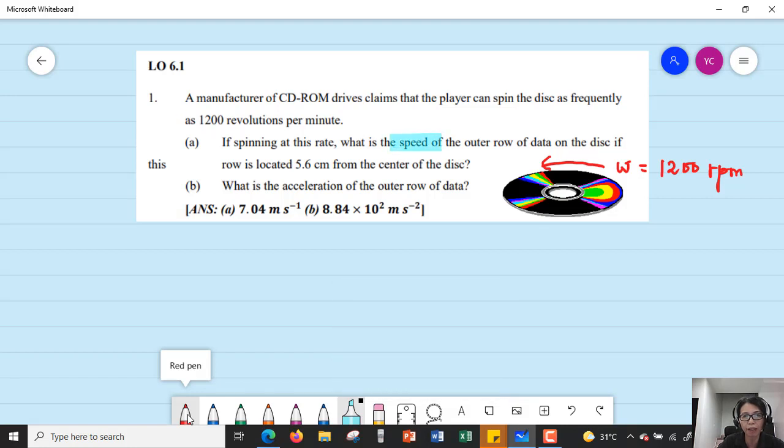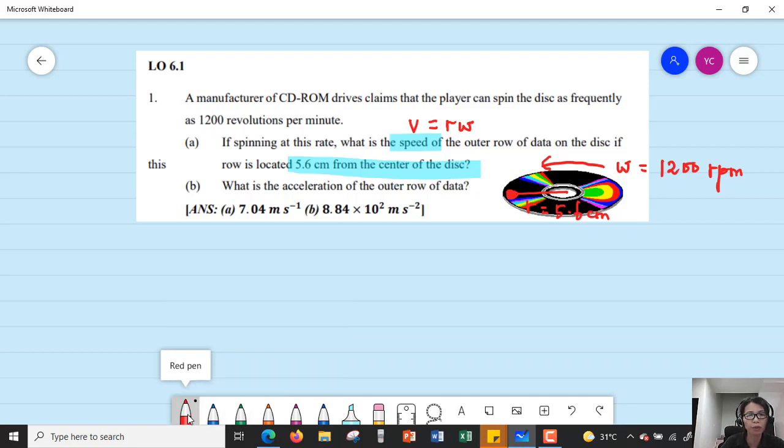So we want to find the speed for a point 5.6 centimeters from the center of the disk. Let's say the point is here. So this point is at a radius of 5.6 centimeters from the center of the disk. We want to find V. The formula to relate V with the angular velocity and the radius is V equals R omega. So we are going to use this equation to solve the question.